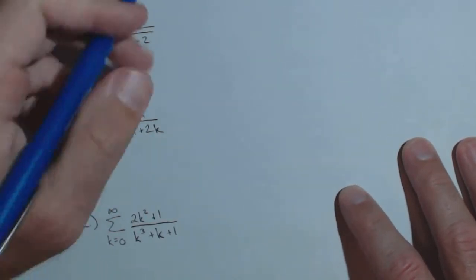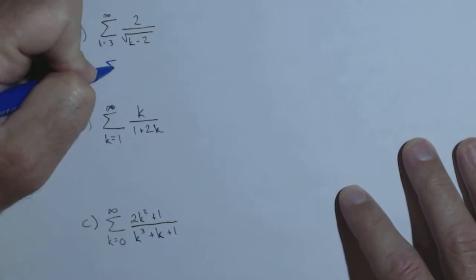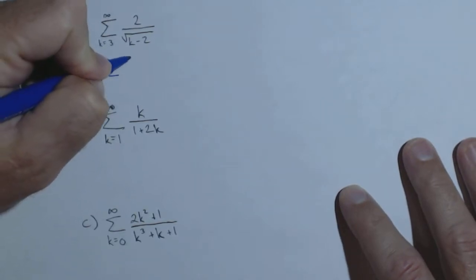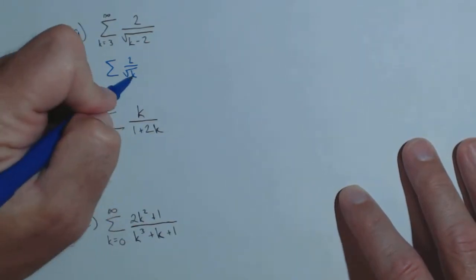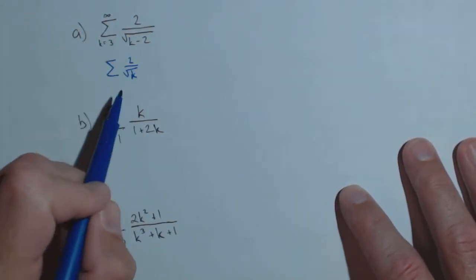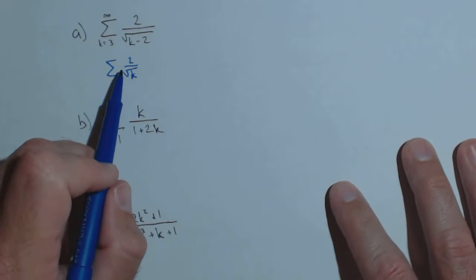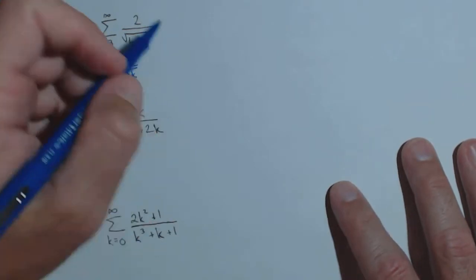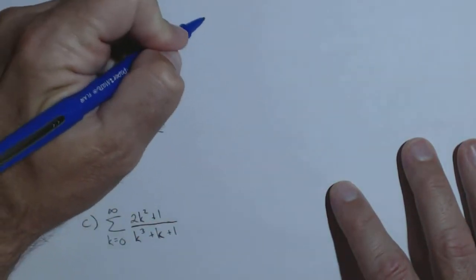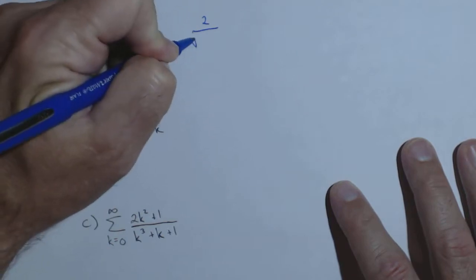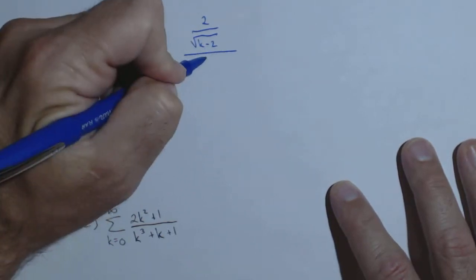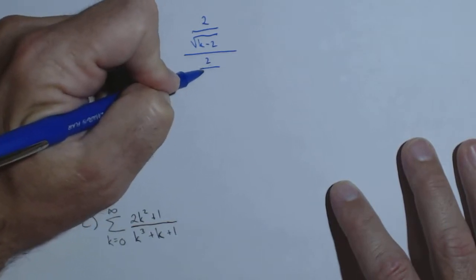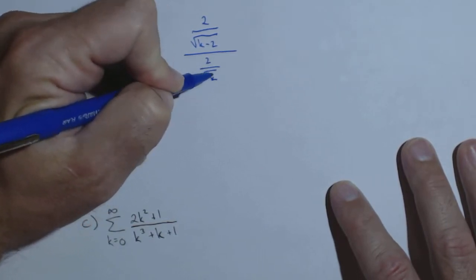This is going to be very similar to the series from k equals 3 to infinity of 2 over the square root of k, which we know diverges by a p-series. So, one thing I might try here is a limit comparison test. Limit comparison test says I do 2 over square root of k minus 2 over 2 over square root of k.